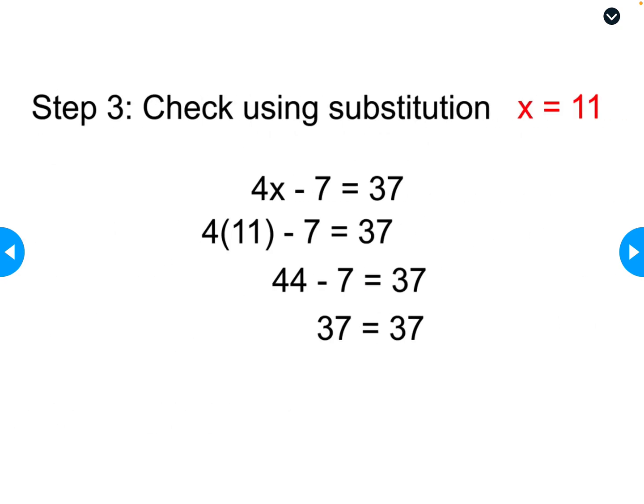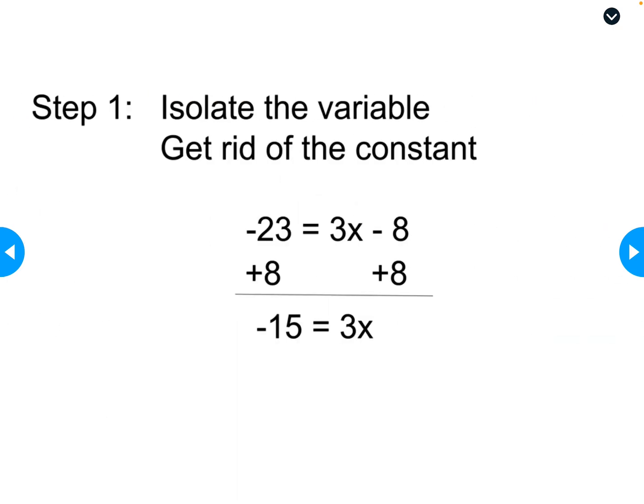To check our work, we're going to use substitution. We got x equals 11. We're going to put it in for x and use order of operations. So that would be 4 times 11 minus 7, which is 44 minus 7, which indeed is 37. So we know that we've solved the equation correctly and it's balanced.